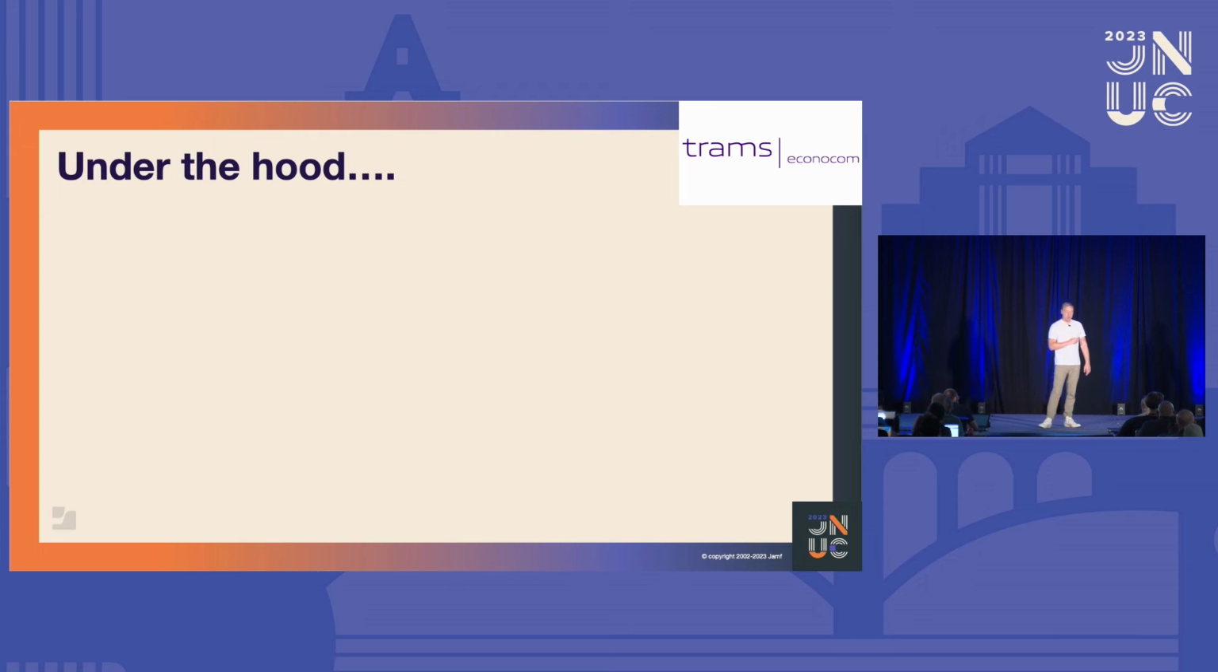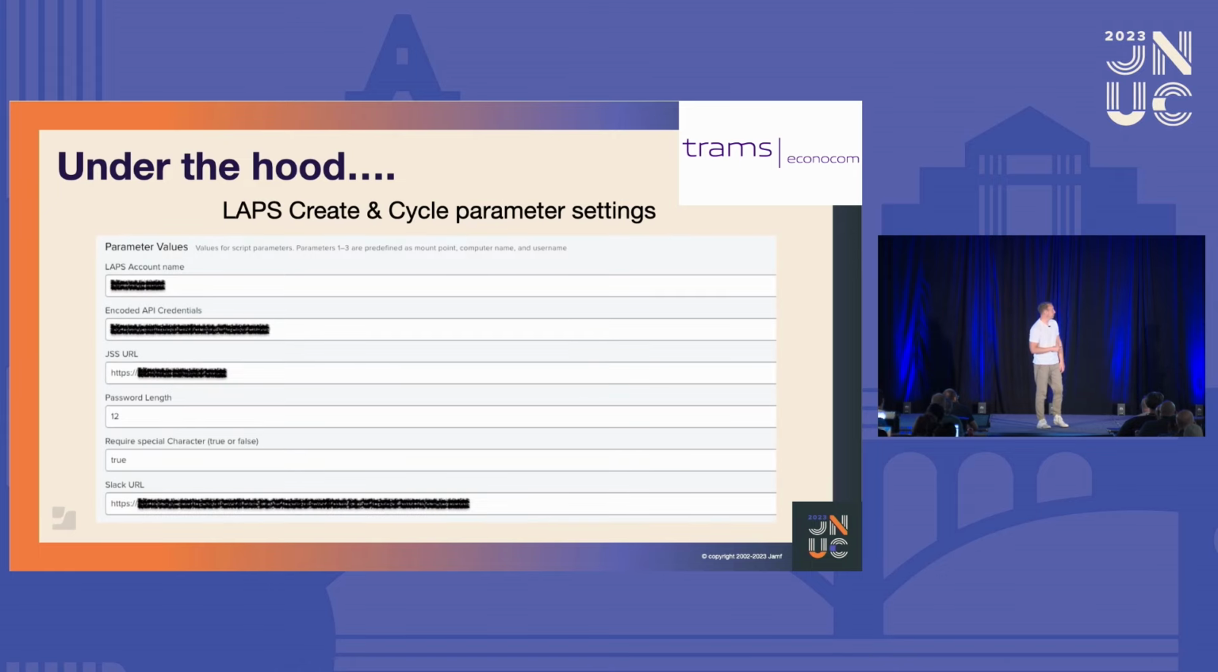So if we go a little bit deeper into each policy, it is run from the parameter values in the Jamf policy. So you just populate this with your details. So top Labs account name, that's what you want your admin accounts to be called. Your encoded API credentials. So this is something that is on my GitHub as well, so you can encode your API credentials rather than passing those in plain text.